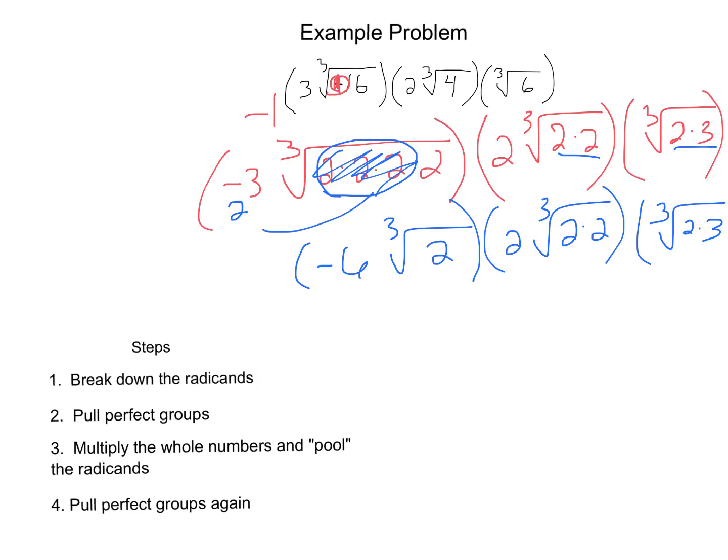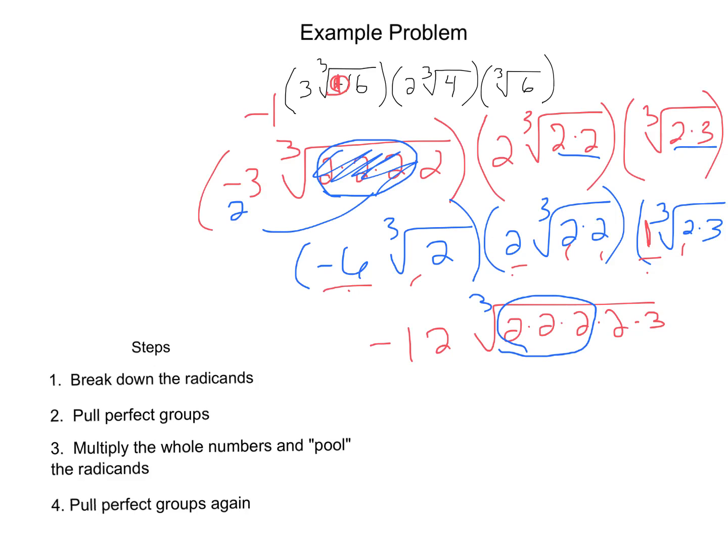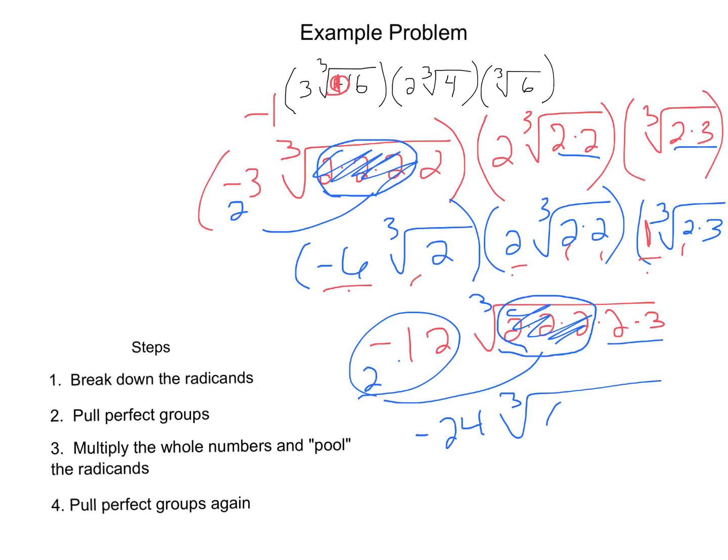All right, now let's pool all this stuff together. Now again, regular numbers multiply regularly. So -6 times 2 is -12, times 1 is -12. The radicals, we pool, so we got 1, 2, 3, 4 2's, so 2 times 2 times 2 times 2 times 3. Now let's pull our perfect groups again. Whoops, forgot the index. Because the index is 3, I'm going to take out a perfect group of 2's, because I can. So 2 times -12 is -24 cube root. And what's left over inside the radical is 6.